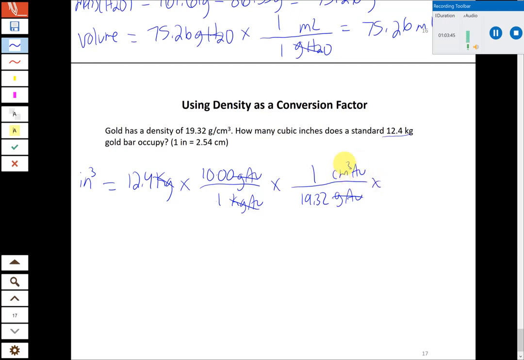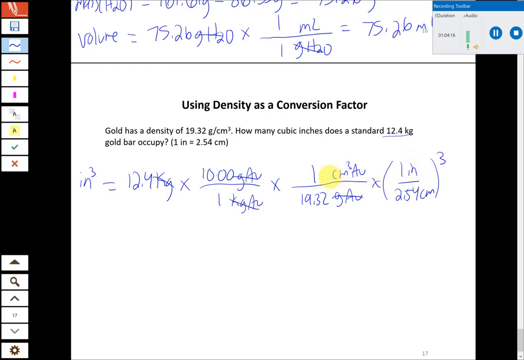And then finally we have to go from cubic centimeters to cubic inches. The way that we do this is we know that 1 inch is 2.54 centimeters. I misspoke there earlier. So 1 inch is 2.54 centimeters, but we want centimeters cubed to cancel out, and we want inches cubed to be the unit we get to, so we have to cube this whole thing. Basically we have to do this conversion, 1 inch over 2.54 centimeters, 3 times, because that's going to get us from cubic centimeters to cubic inches.